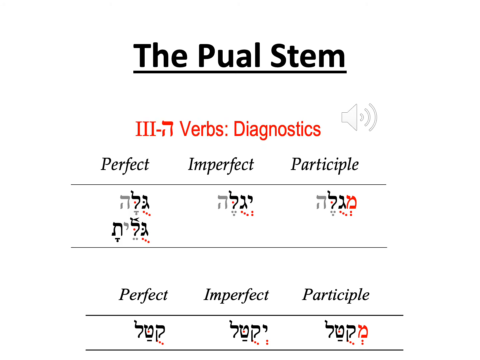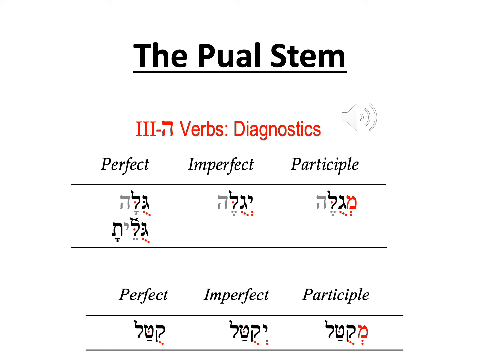Third hey verbs continue to do their own thing as they typically do, so that we always have a kametz hey in a perfect regardless of stem, a segol hey in the imperfect regardless of stem, and a segol hey in the participle regardless of stem. We've simply changed the stem so that we have a kibbutz under the first root letter, in the imperfect again that vocal schwa, and the mem in the participle, and always a dagesh in the second root letter.